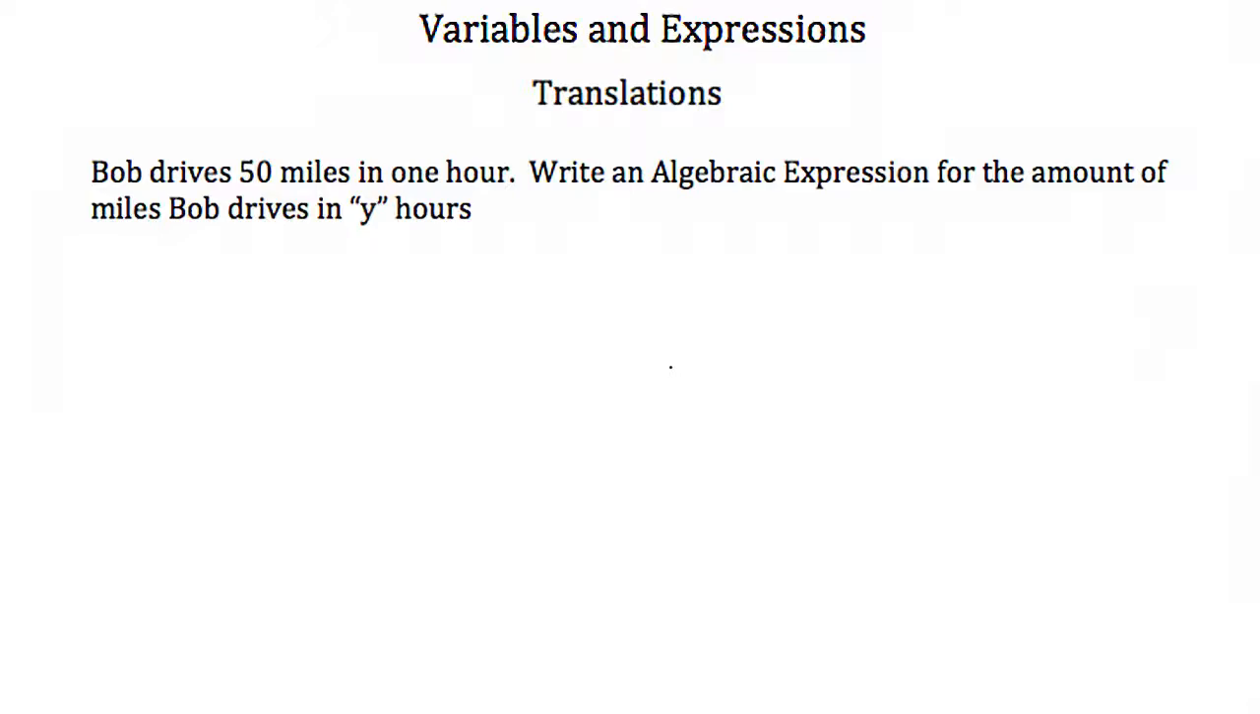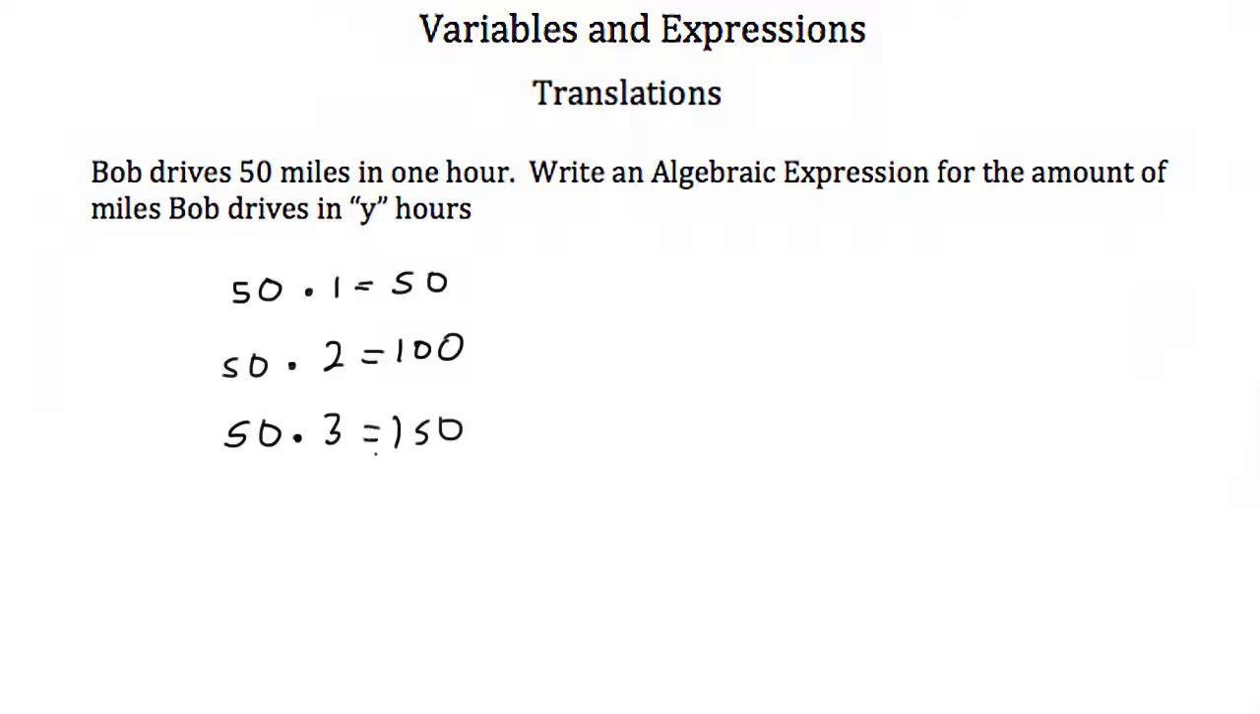So why use algebraic expressions? Well, if Bob drives 50 miles in 1 hour, and if he were to drive for 2 hours, we would think he'd probably drive 100 miles. And if he went for 3 hours, he'd probably drive 150 miles. Well, you can think of this as 50 times 1 is 50, and then 50 times 2 would be 100, and 50 times 3 is 150.